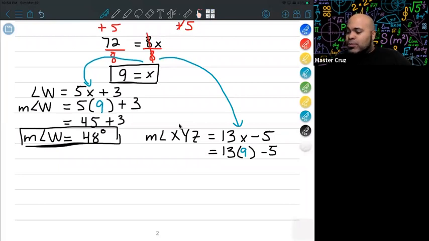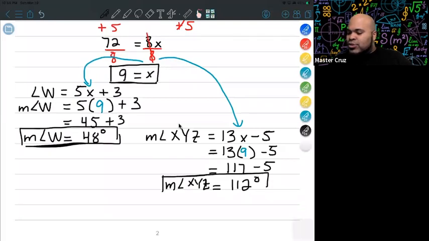And then I have to multiply. So 13 times 9 minus 5, 13 times 9 is going to be 117 minus 5, and then 117 minus 5 is just 112. So the measurement of angle XYZ is going to be 112 degrees. And this is how you solve triangles for their angles.